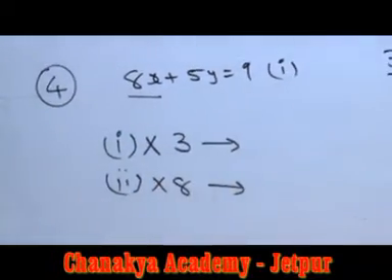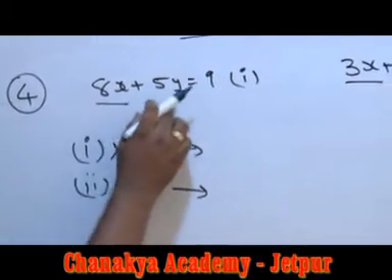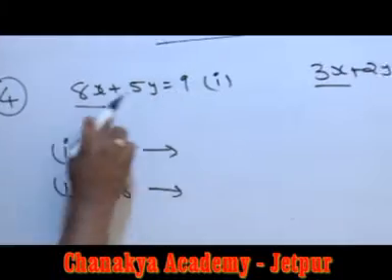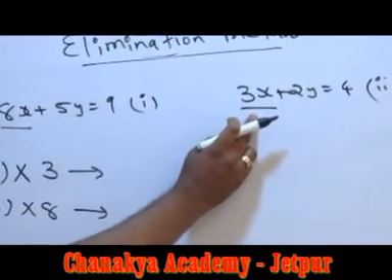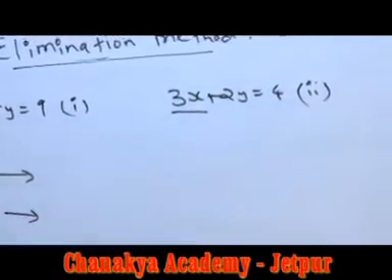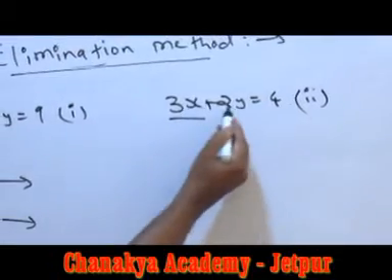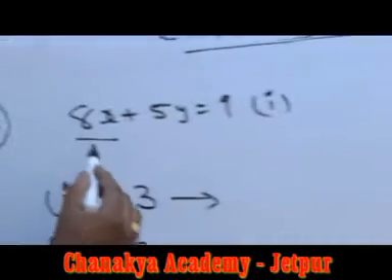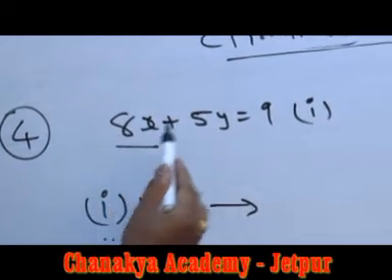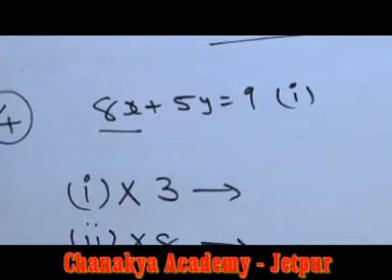Okay, students, once again, 8x plus 5y equal to 9. This whole equation will be multiplied with 3. Why? Because 3 is the coefficient of x of equation number 2. This whole equation number 2, 3x plus 2y equal to 4, should be thoroughly multiplied with 8, because 8 is the coefficient of x in equation number 1.